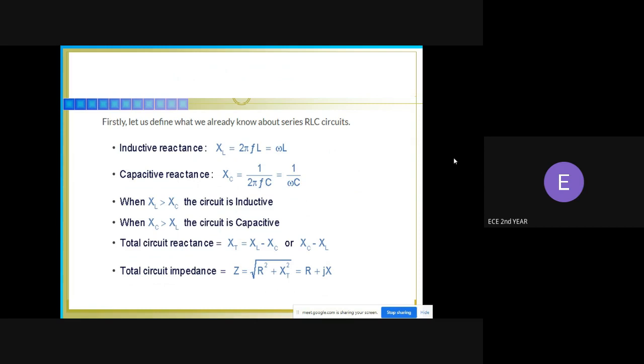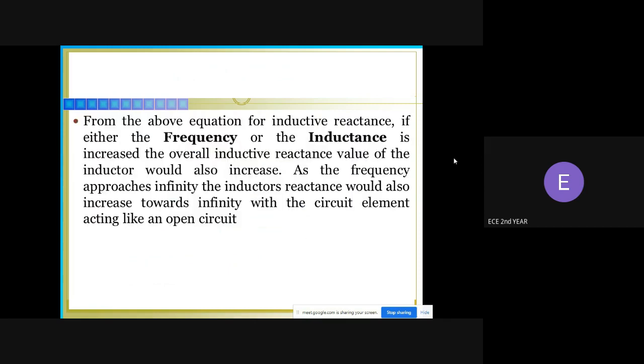For the above equation for inductive reactance, if either the frequency or the inductance is increased, the overall inductive reactance of the inductor would also increase. As the frequency approaches infinity, the inductive reactance would also increase towards infinity, with the circuit element acting like an open circuit. Clear? Yes. When the frequency is approaching infinity, what about the inductive reactance?